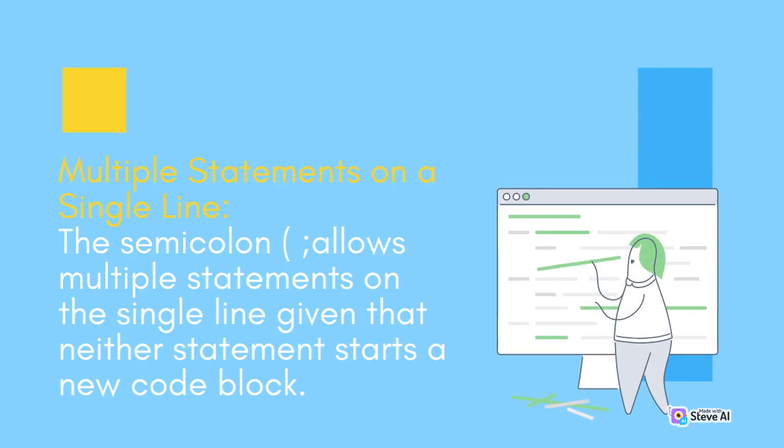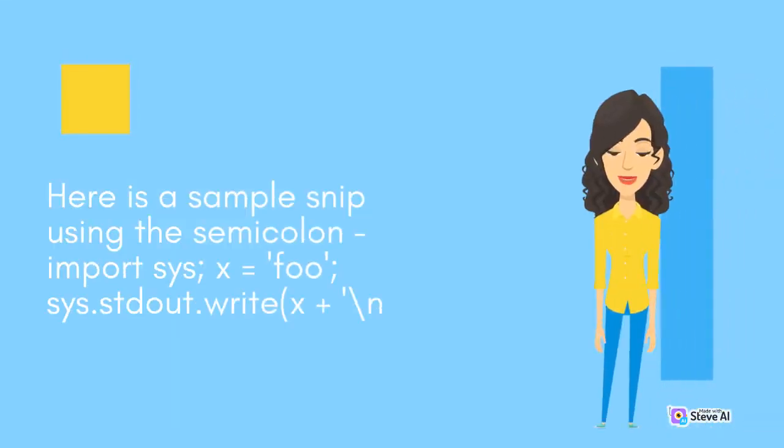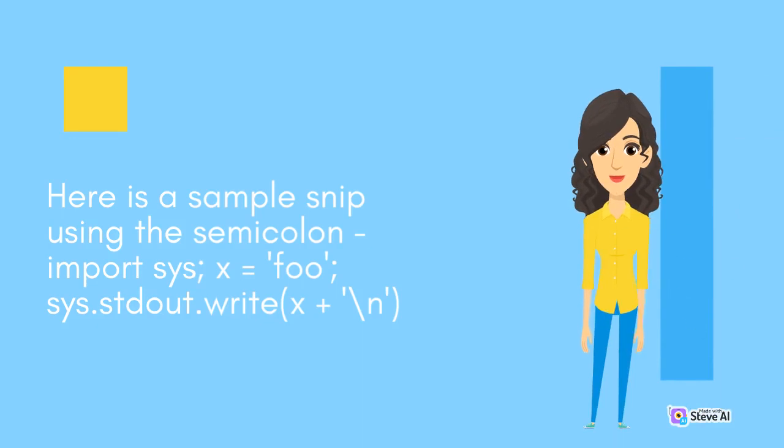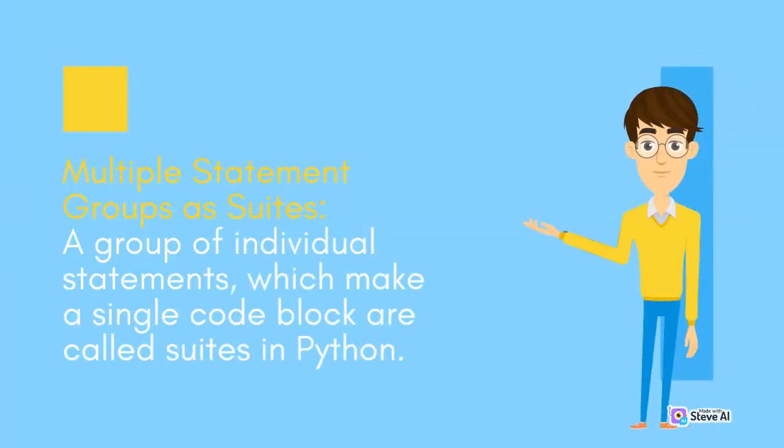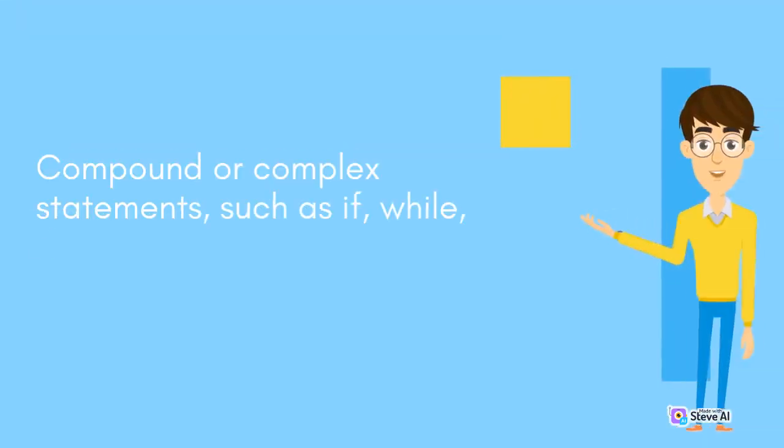Multiple statements on a single line. The semicolon allows multiple statements on a single line, given that neither statement starts a new code block. Here is a sample snip using the semicolon: import sys; x = 'foo'; sys.stdout.write(x + '\n'). Multiple statement groups as suites: a group of individual statements which make a single code block are called suites in Python.